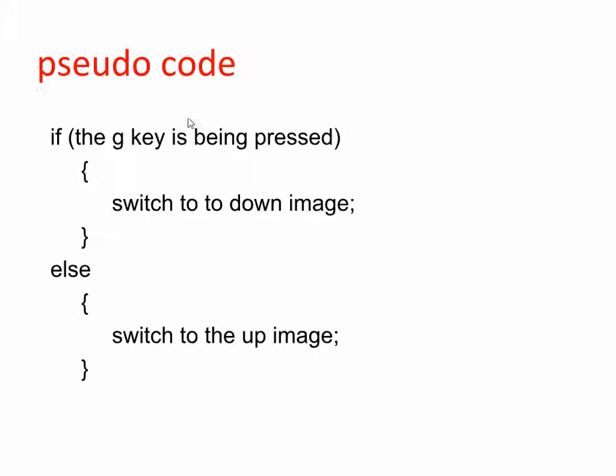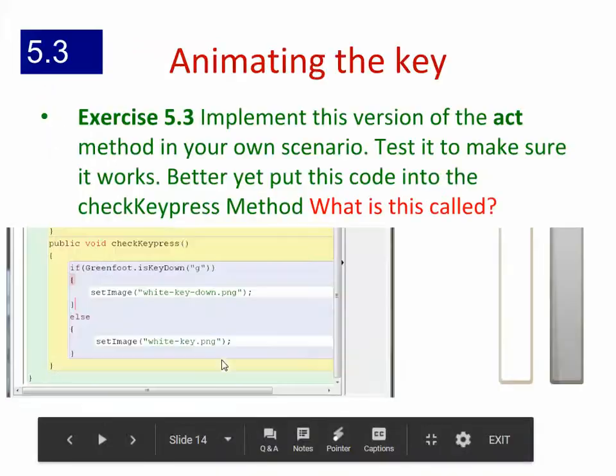Okay, so here's what I put down for the pseudocode. By the way, the purpose of pseudocode is to figure out the logic of a problem before you have to try to figure out the Java. So that's why we figure out the logic in English. So the pseudocode is, hey, if I'm pressing the G key, then switch to the down image. Otherwise, switch to the up image. Okay? So we're going to implement this.